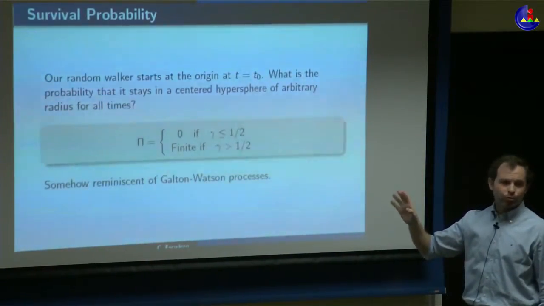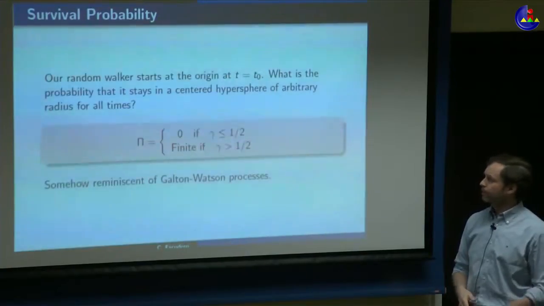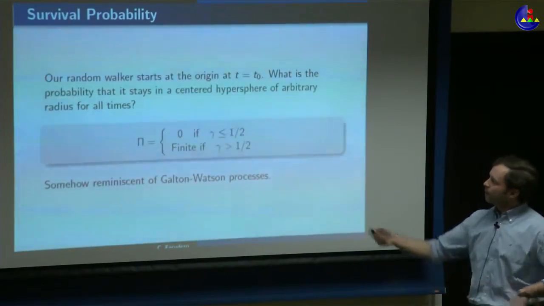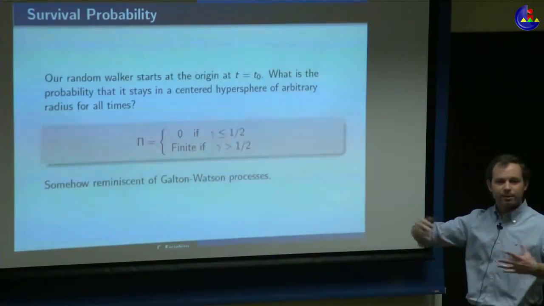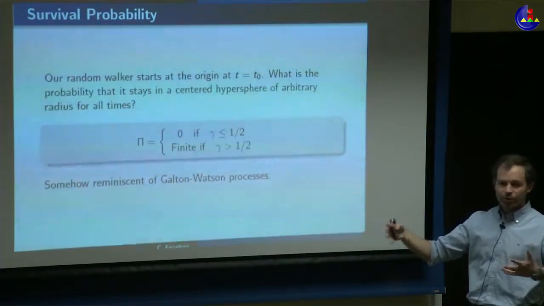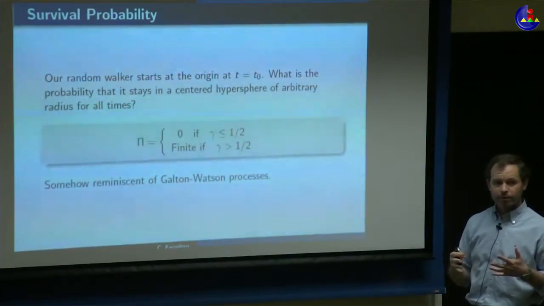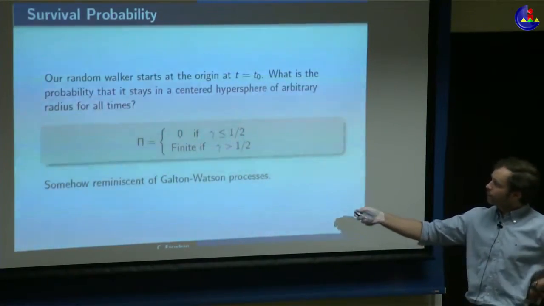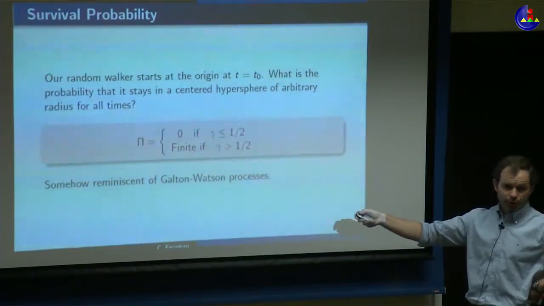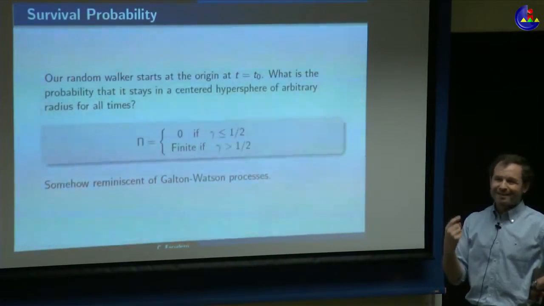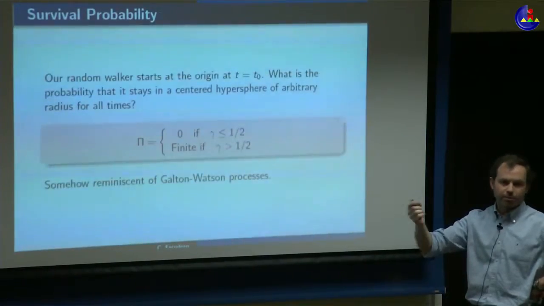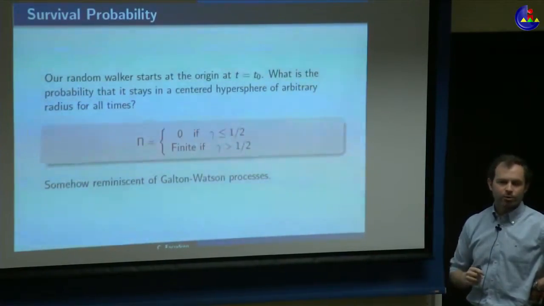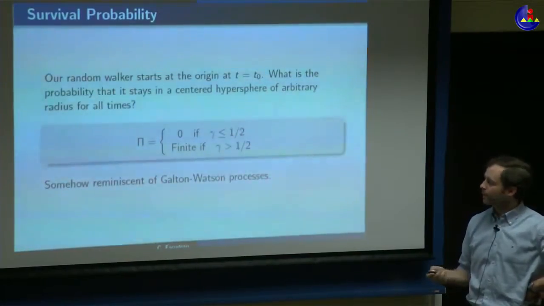I'm not going to give any details on the proof, but just a summary. If gamma is smaller or equal than one half, this is if the space is growing like the square root of t, or slower, then this probability is 0. In other words, with probability 1, at some time, the particle leaves the hypersphere, which is basically the classical result with a static space.